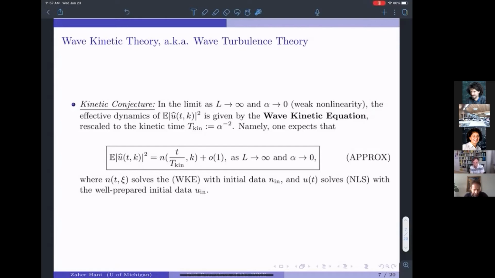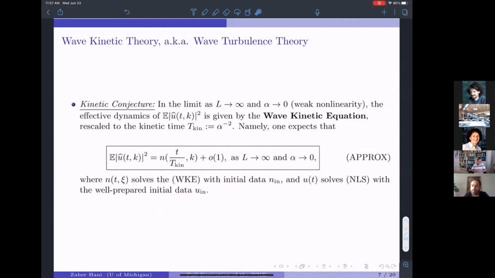So the approximation holds at a rescaled time, which is very important, the kinetic time, alpha to the -2. Namely, what we expect is the following. We expect that at later times, the expected value of the modulus squared of u, being the solution of the NLS equation starting with random initial data, you just solve the NLS equation and evolve it, is equal to n at time t over t kinetic. So this is the rescaled time, and n would be a solution of the wave kinetic equation that you will see on the next slide, plus an error term that goes to 0 in the limit as L goes to infinity and alpha goes to 0.